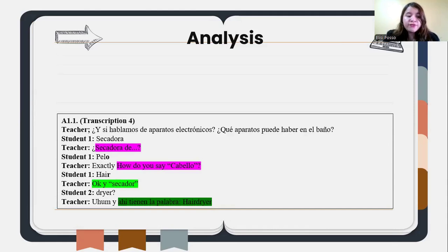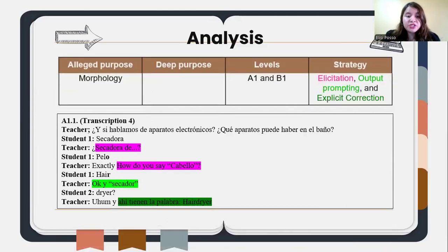Okay, in the fourth and fifth samples that we're going to analyze, the teacher appears to use Spanish to explain morphology and grammar, but a deeper analysis reveals that she is relying on the similarities between Spanish and English word and sentence formation.